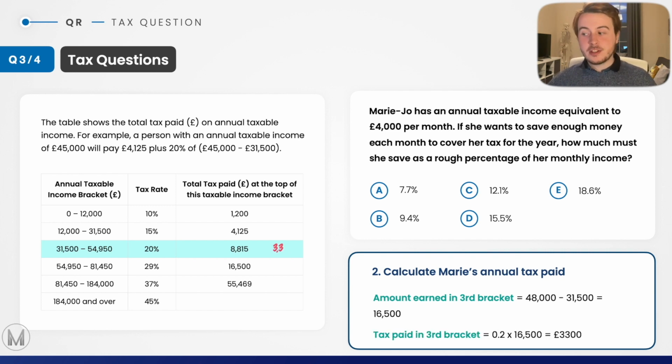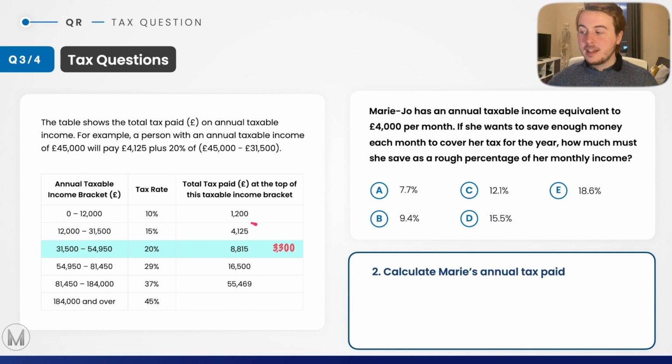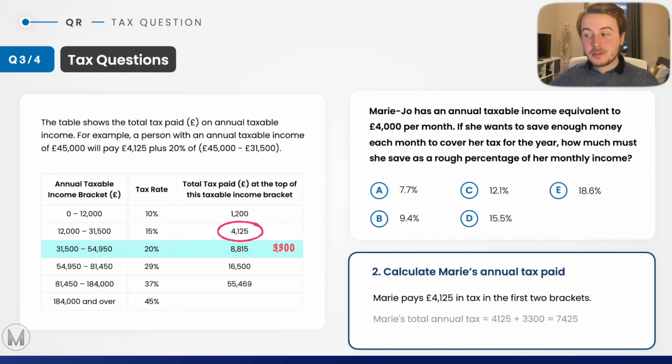So let's just work out how much is actually getting taxed on that. A 20% tax on that £16,500 is going to give us our £3,300, which she is paying in tax. Now, bear in mind that we've got to add on everything before this. So we've actually already got our column very nicely there, which is showing us how much has already been paid in tax. So we know that she's paid the maximum amount up until the top of the second bracket. So she's paid that 4,125.